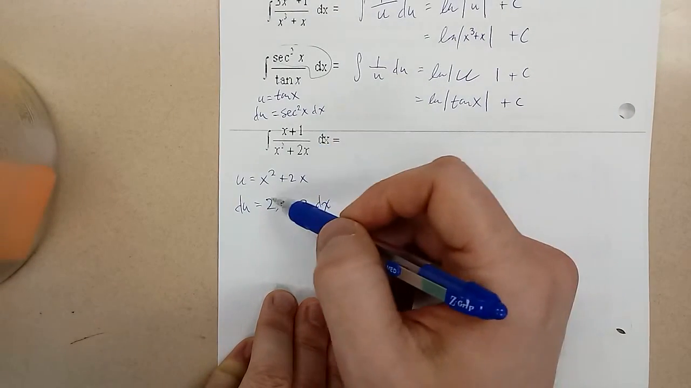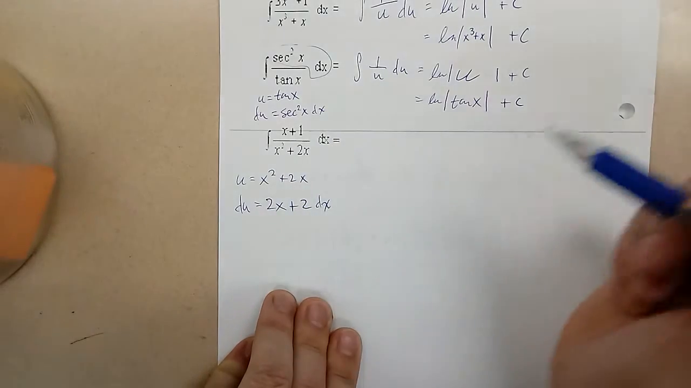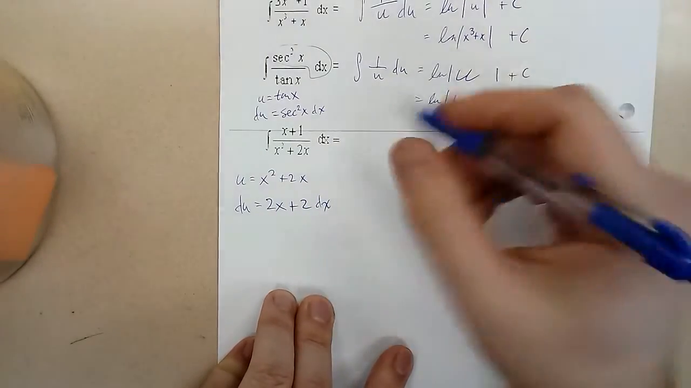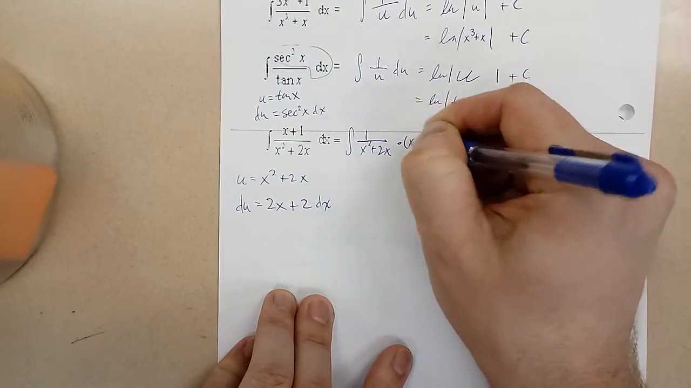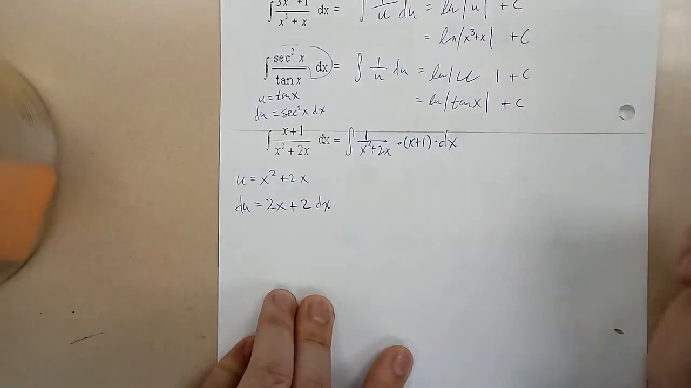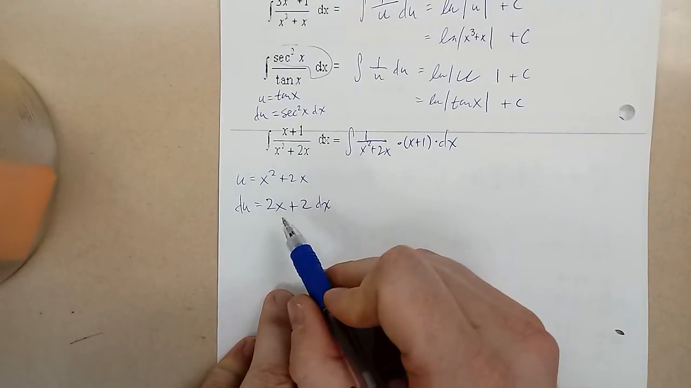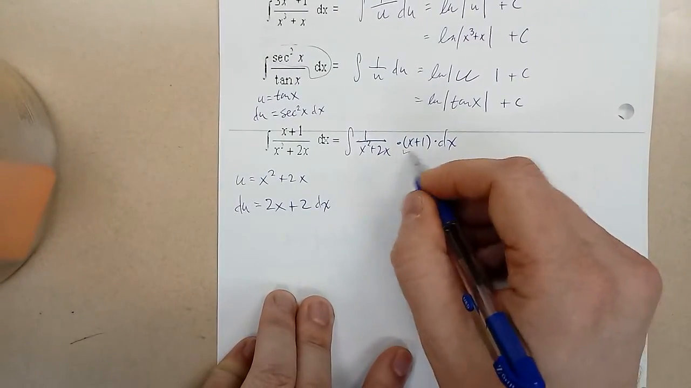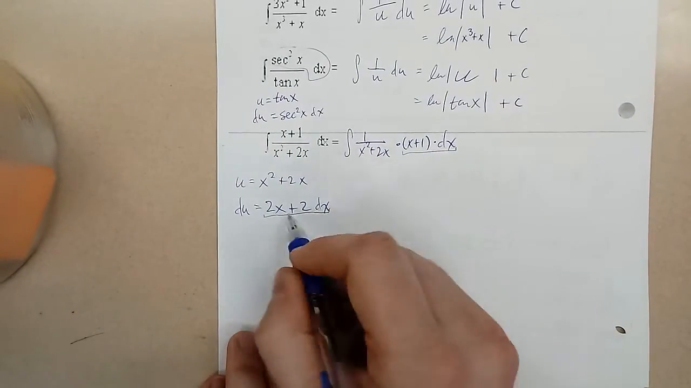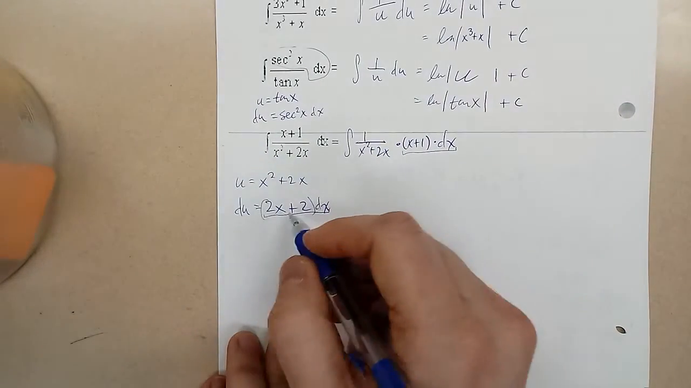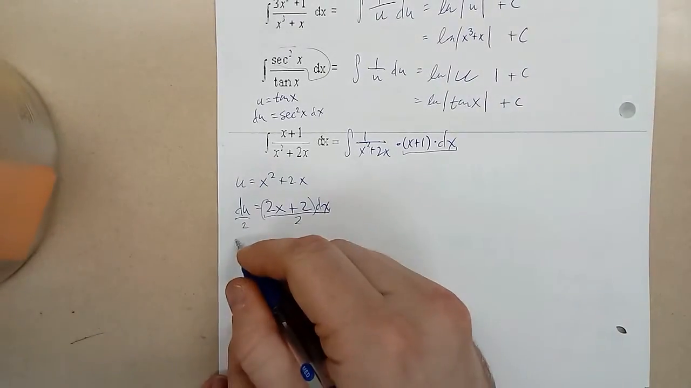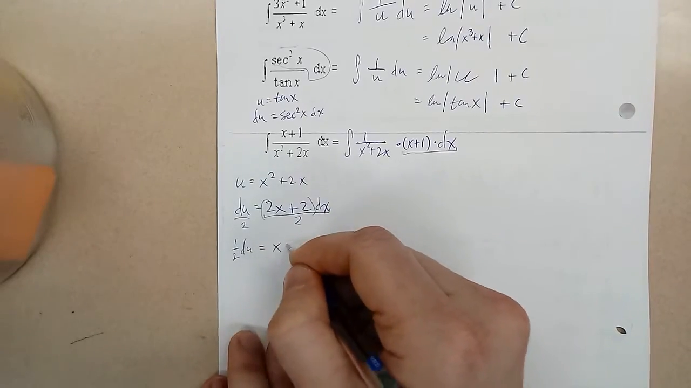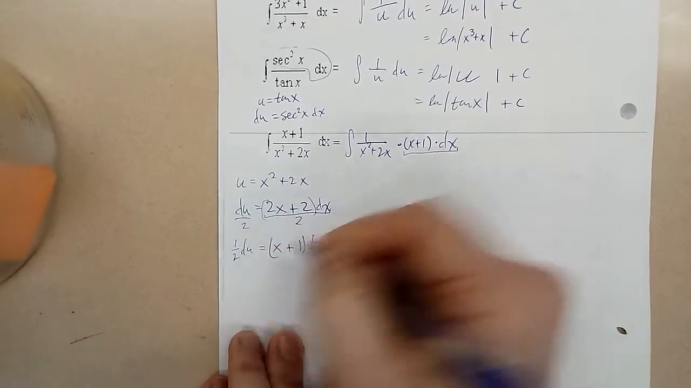I don't have x plus 1 dx here. So let's think about this. I've got my 1 over x squared plus 2x times my x plus 1 times my dx. I've got all that. So I have x plus 1 dx here. Is there anything I can do to this to make it say x plus 1 dx? And the answer is yes. I could divide both sides by 2, or factor out a 2, then divide by 2. So I'm going to say 1/2 du is equal to x plus 1 dx.